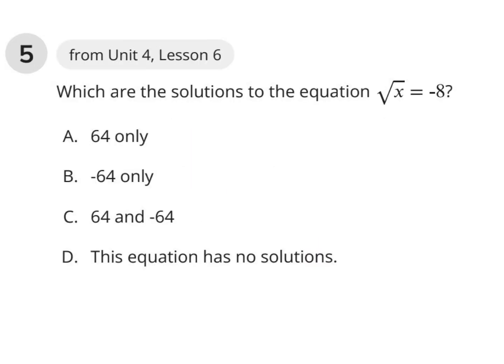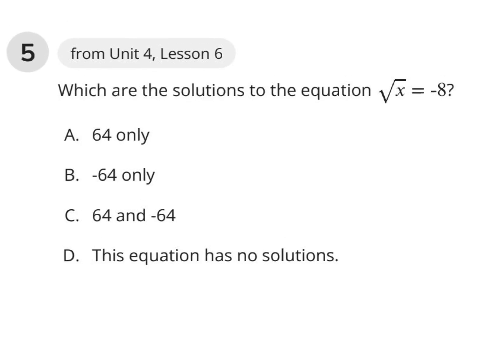Okay, number 5. The square root of x equals negative 8. There's no real solutions. We're going to insert the word real. There is a solution, but we haven't learned it yet.